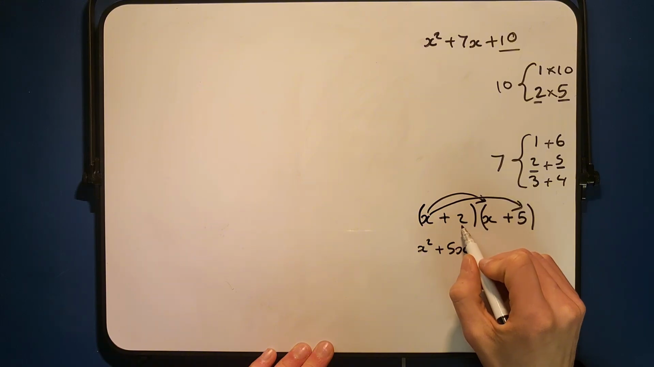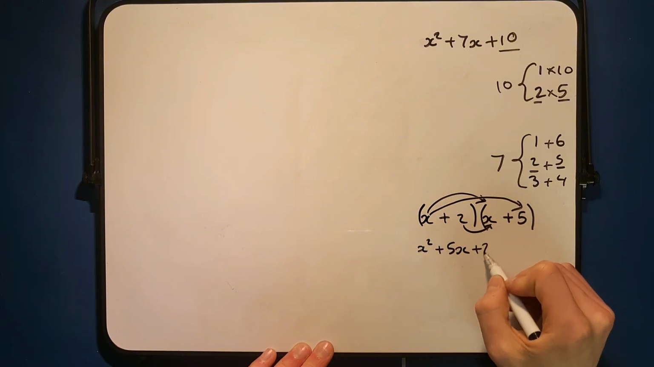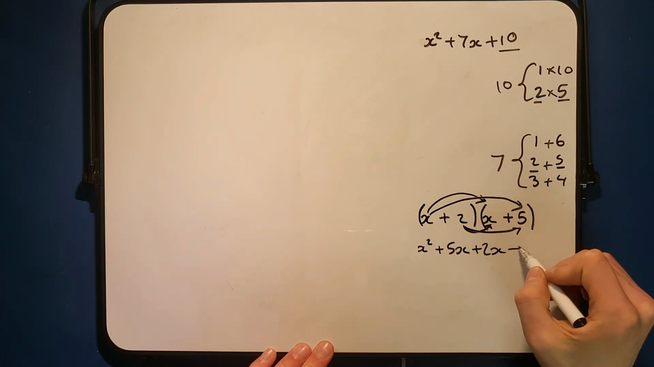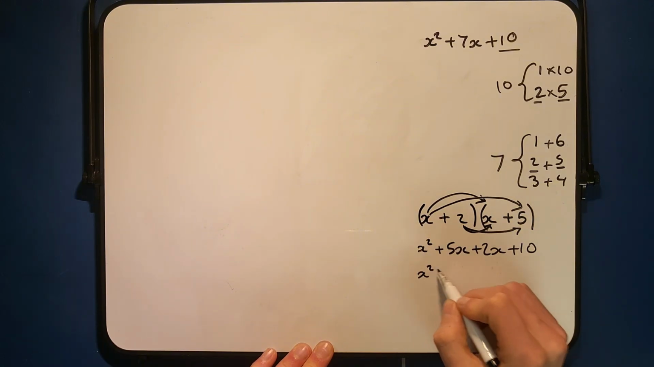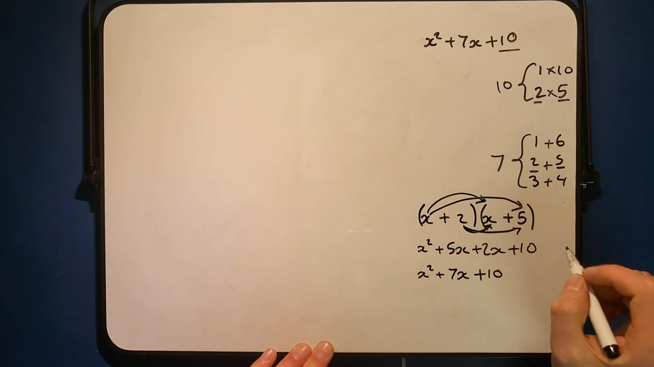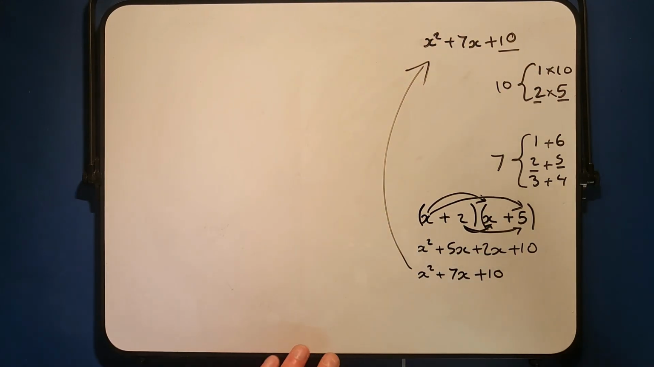Now we're going to go on to our second term. We're going to do 2 times x, which is plus 2x, and 2 times 5 is going to give us 10. And when we simplify this, we get x squared plus 7x plus 10. And if that matches with the original quadratic, you've done it correctly.